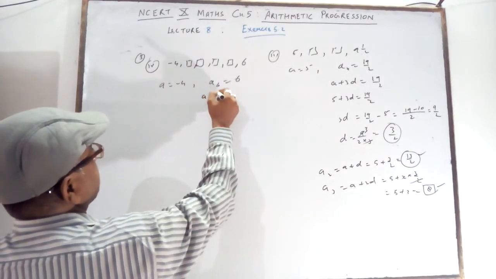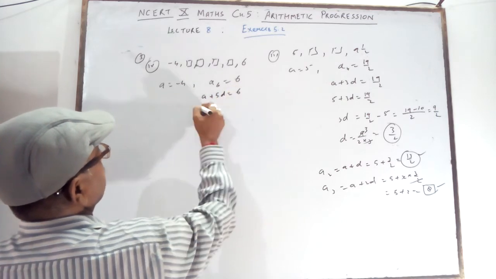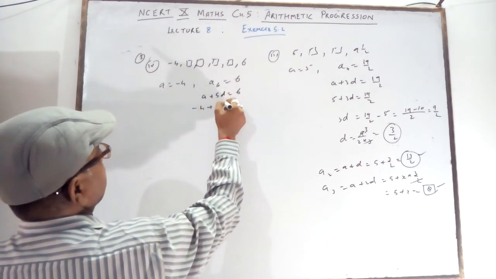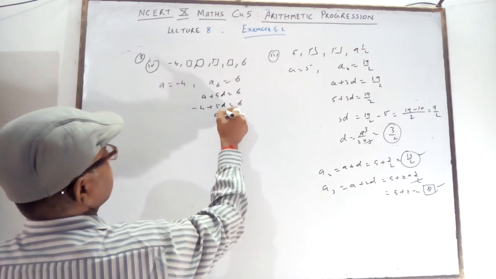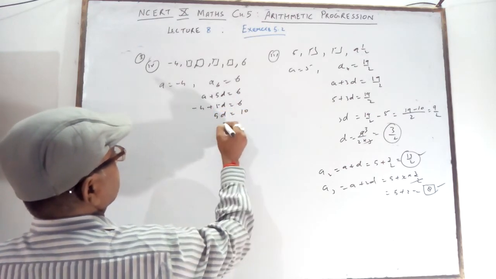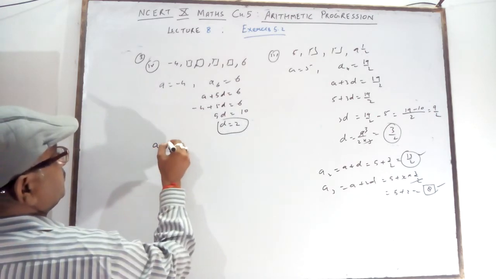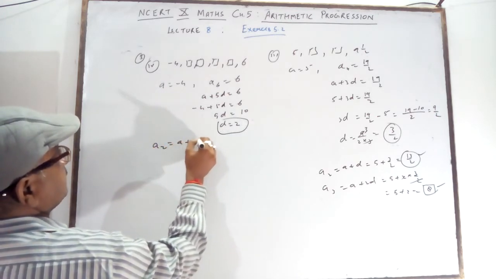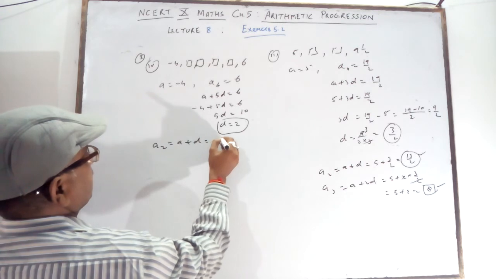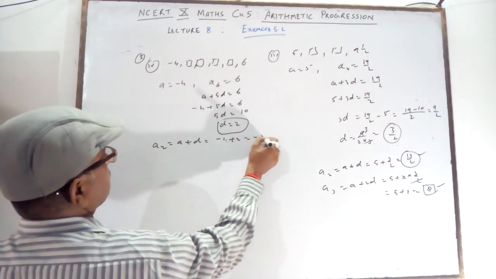A6 means A plus 5D. What is A? -4 plus 5D is equal to 6. Then 5D is equal to 10. Then D is equal to 2. Therefore, A2 is equal to A plus D. -4 plus 2 is equal to -2.